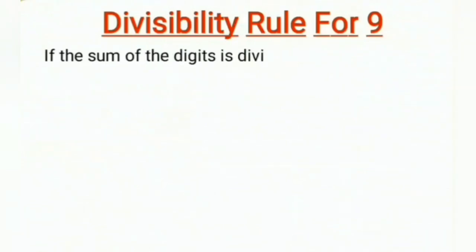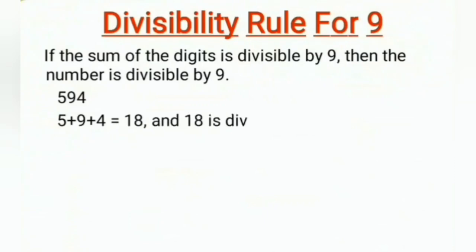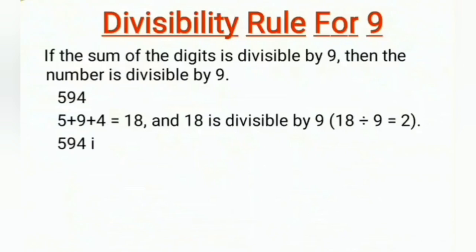Divisibility rule of number 9. If the sum of the digits is divisible by 9, then the number is divisible by 9. Means here we have to add all digits and the sum is divided by 9. Let's see an example, 594. Here the sum of digits is 18 and 18 is divisible by 9. So 594 is also divisible by 9.